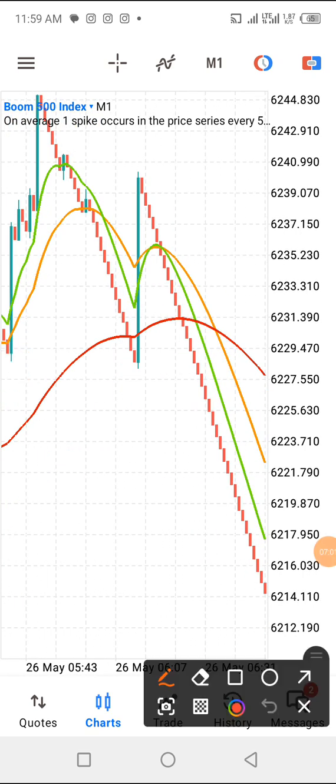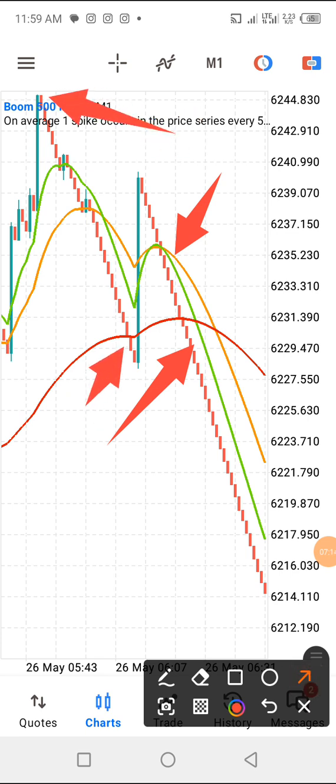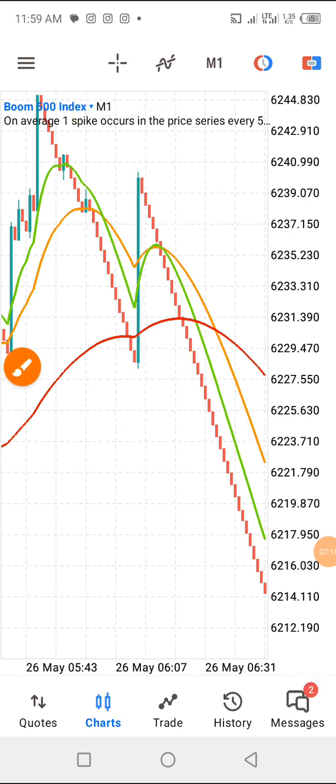This is another signal here. The first signal is when the green crosses the yellow, then immediately we have a close below. That is when you take your entry. If you had taken this entry at first, then your stop loss should be around here.